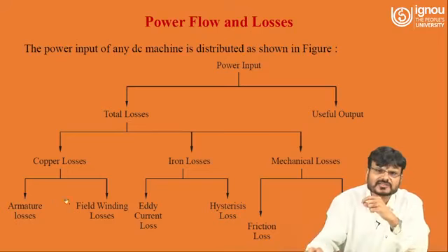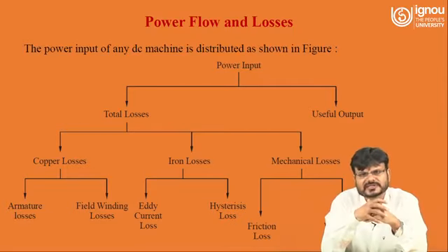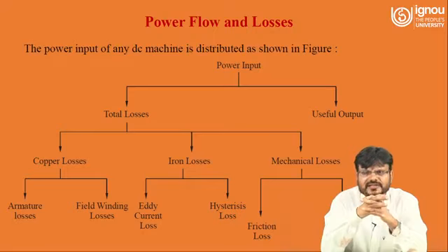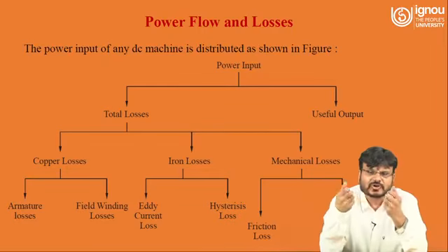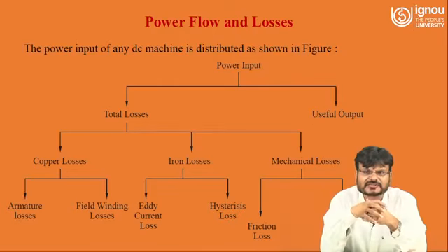The other losses are iron losses, or you can say basically constant losses, and these constant losses can be classified as eddy current losses and hysteresis losses. Then the third losses are mechanical losses. As I already told you, when there is no load on the DC motor, some torque is produced, and this torque is useful to overcome the frictional losses and windage losses.